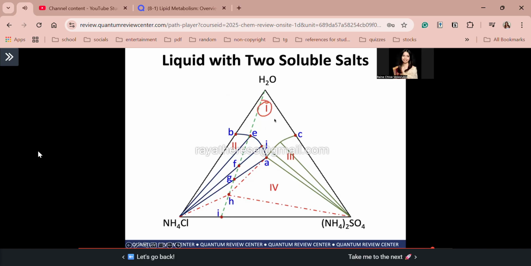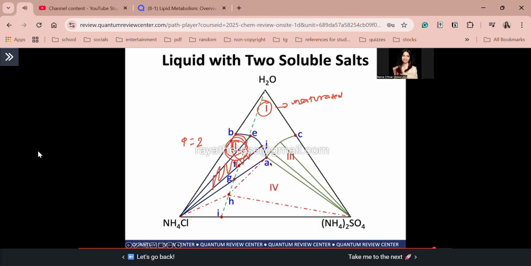Region 1, guys, is very near to water. Therefore, you have an unsaturated solution at region 1. At region 2, P is equal to 2, and it corresponds to the saturated solution with respect to ammonium chloride. Note, guys, that region 2 still has a little ammonium sulfate.